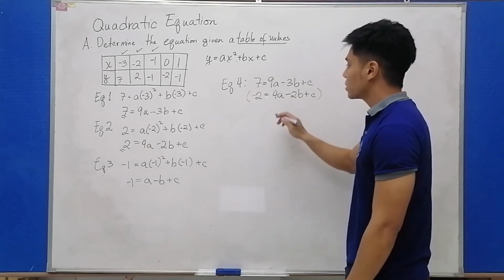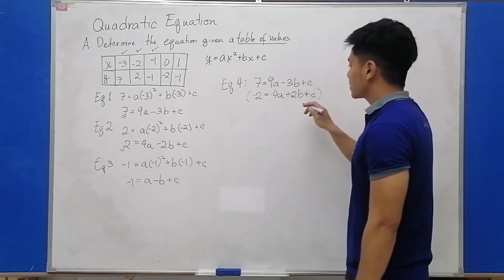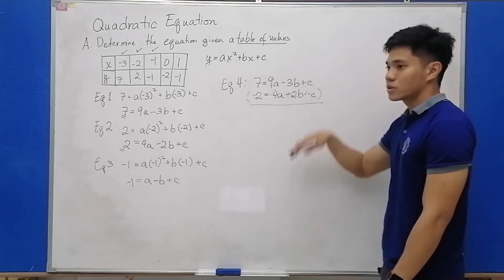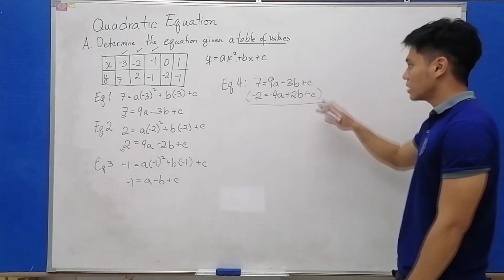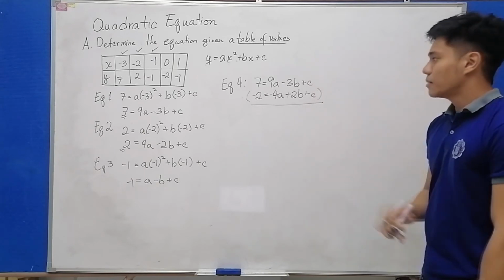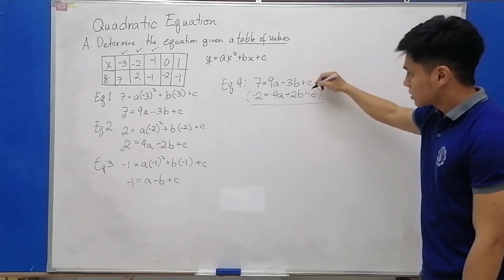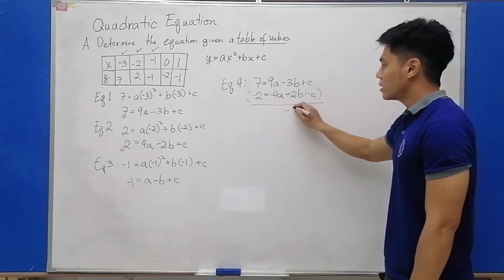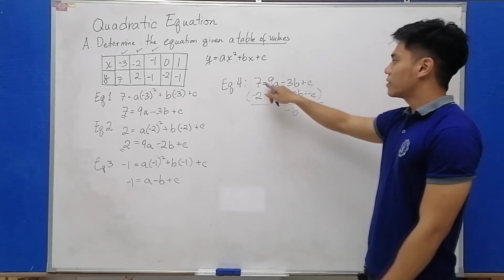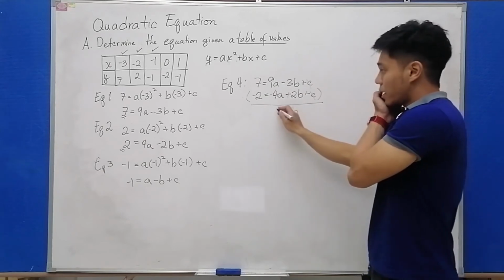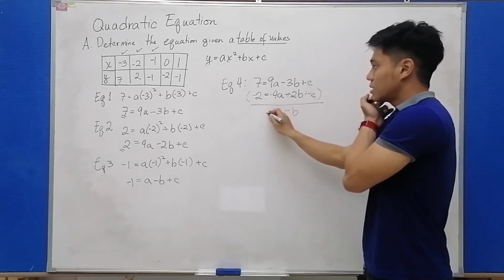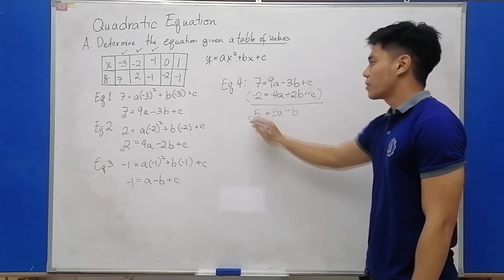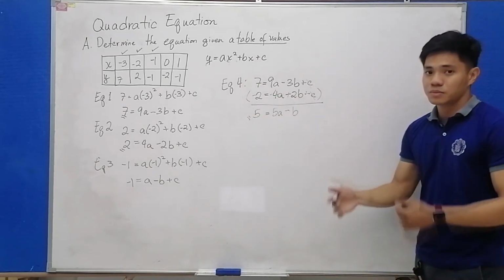So we now have negative 2, negative 4, positive 2, and negative c. So simplifying that vertically, c minus c is going to be 0, so we cancel c out. Negative 3 plus 2 is negative 1b, so negative b. And we have 9 minus 4a, so we have 5a is equal to 7 minus 2, we have 5. So that is our equation 4: 5 is equal to 5a minus b.